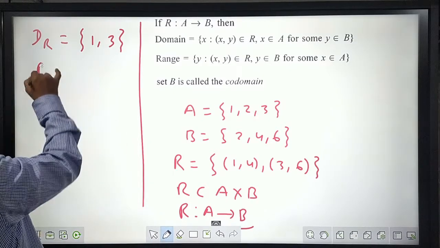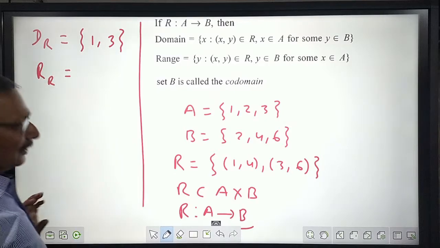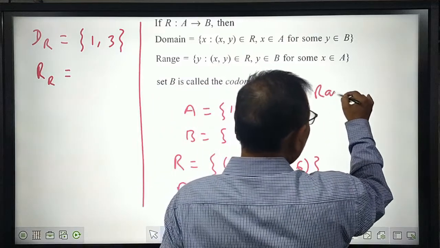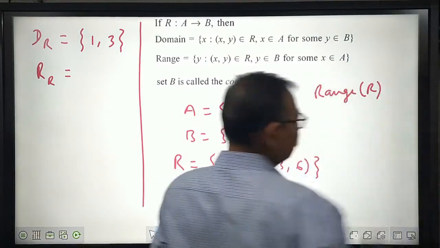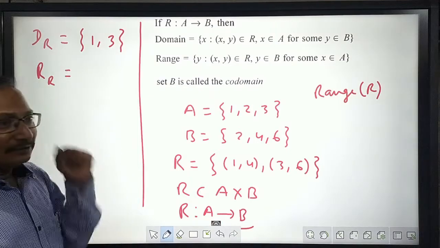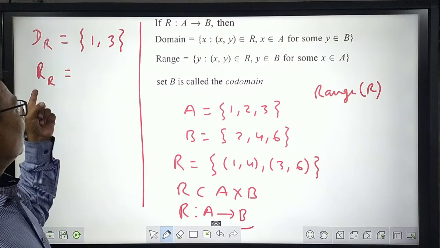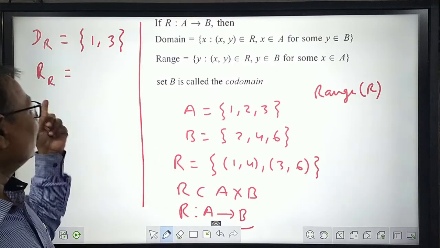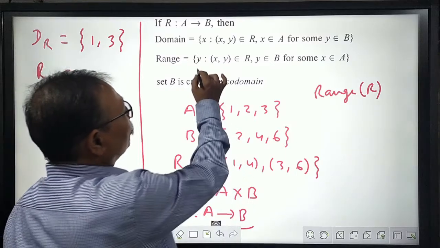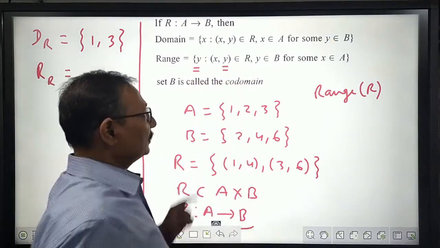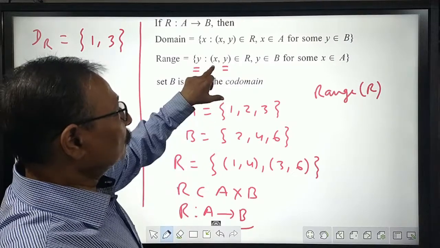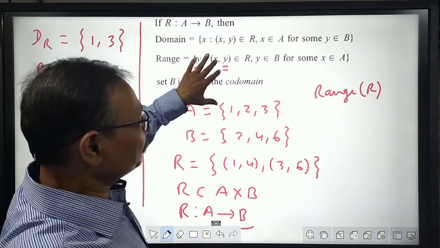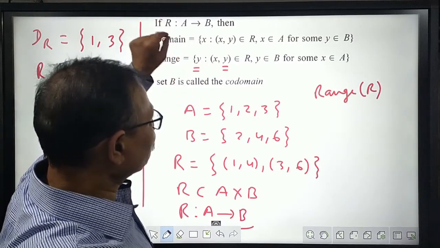Again, range of the relation. Range of the relation R. You can also write it this way: range of R. I have written here R, so never be confused. So R R, that is the symbol for range of R. So range of R is nothing but the collection of all the second elements. Look here, y is the second element of the pair. So here we collected all the second elements of the pairs of the relation R.